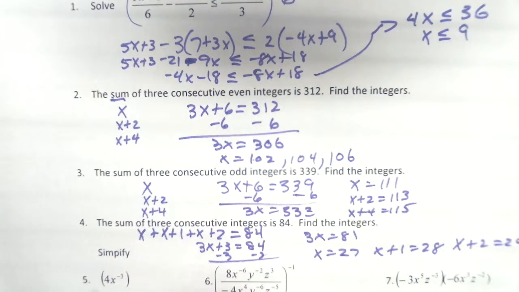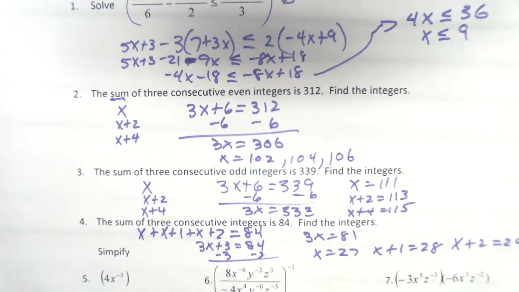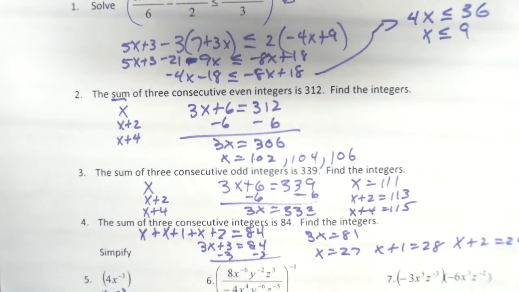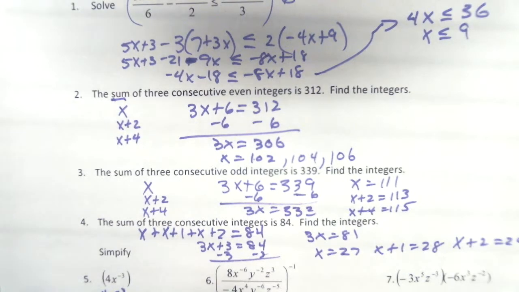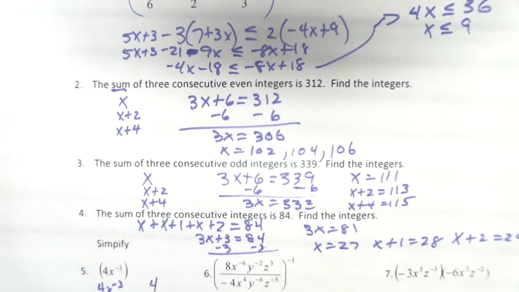On question number 5 here, we're going to be simplifying this exponent question, and we have 4x to the negative 3. We move the negative exponent to the denominator, but the 4 isn't to a negative exponent, so it stays put. And so I get 4 over x cubed.